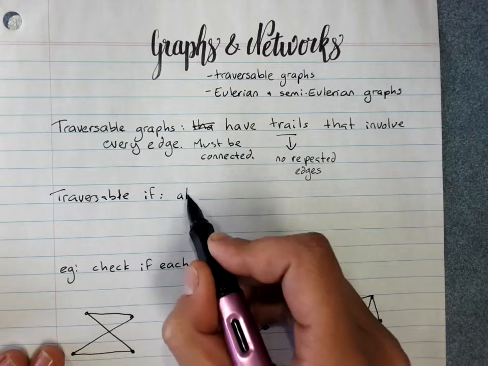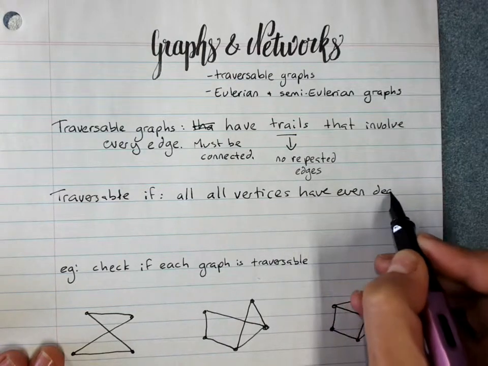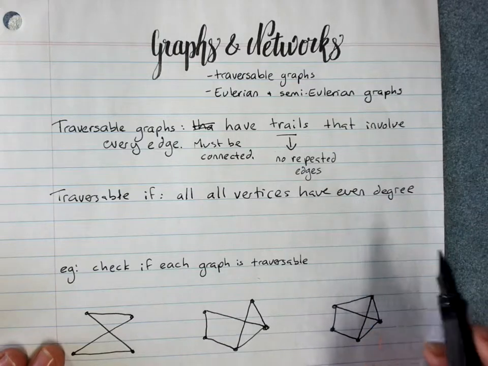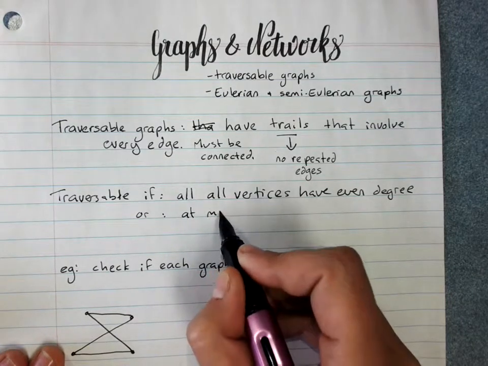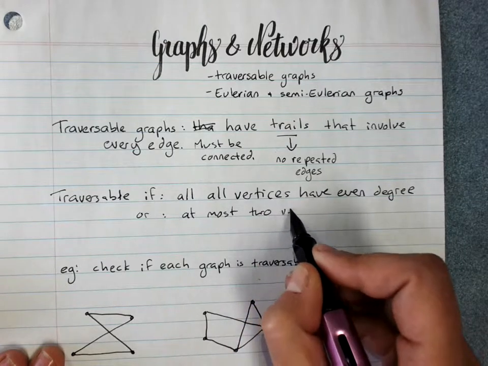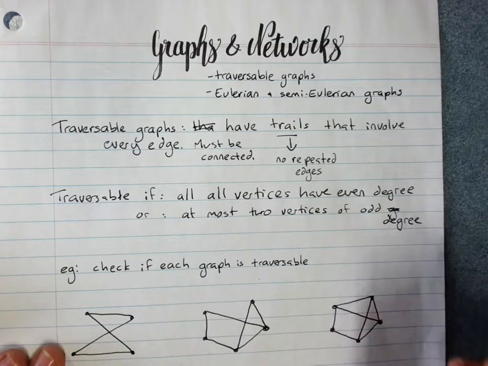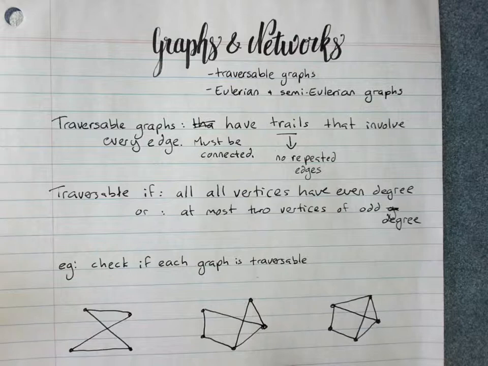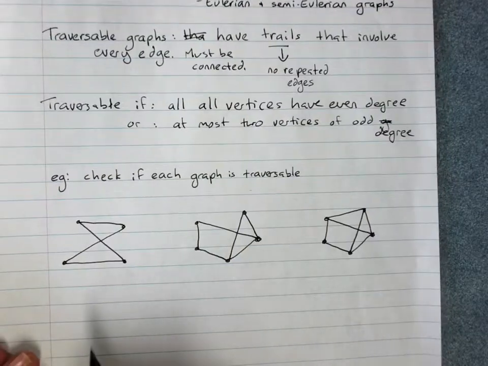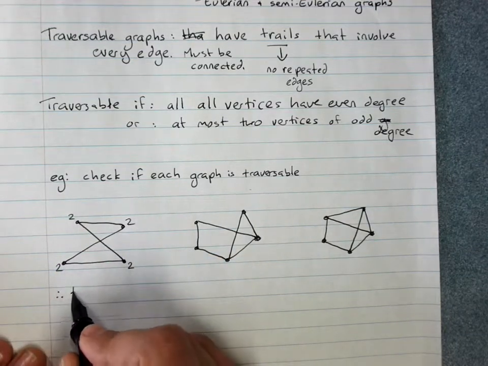If all vertices have even degree, or we have two vertices that are odd and all the others are even. So a traversable graph will have either a trail, a circuit, or a cycle that uses every edge in the graph. So we can quickly check the degrees here. Those are all 2, they're all even, therefore it's traversable.